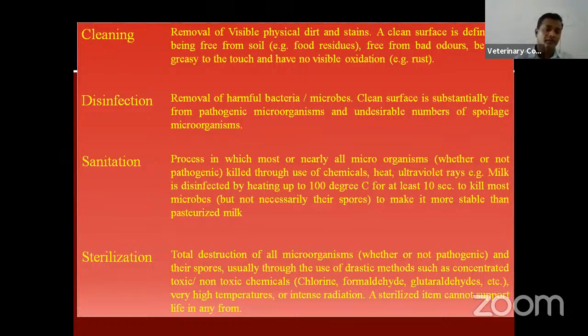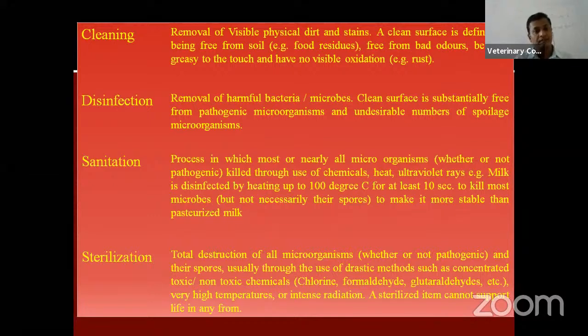We often hear these terms: cleaning, disinfection, sanitation, and sterilization. They are in increasing order. They deal with microorganisms, and these processes either remove the microorganisms from the surface, or inactivate or kill the microorganisms. To begin with, the cleaning.